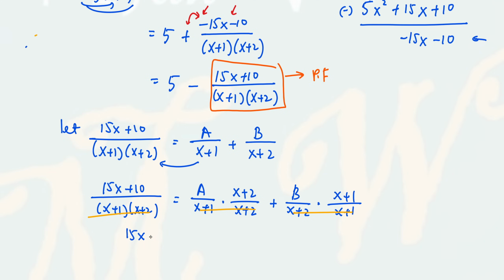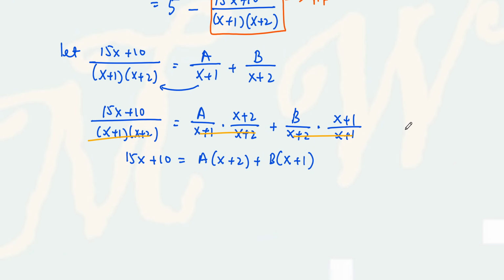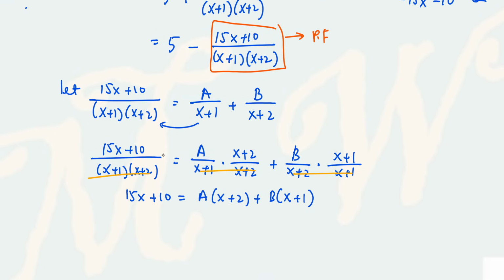So I will be getting 15x plus 10 equals a times (x plus 2) plus b times (x plus 1). And now, to get the a and b, you have two methods. The first is you can just replace the x values and then do the comparison. That is called substitution method. Otherwise, you can use elimination method, which means you let the factor be 0. So that is what I'm going to use.